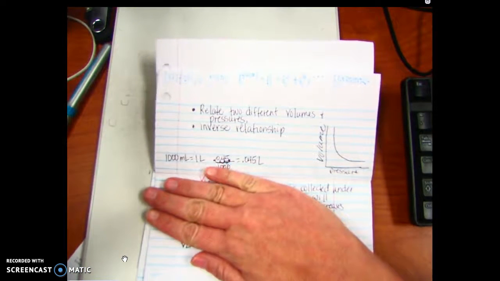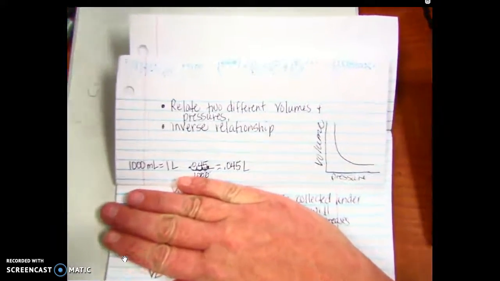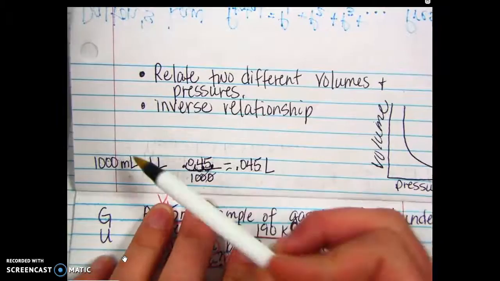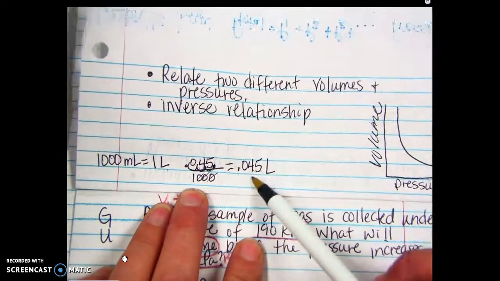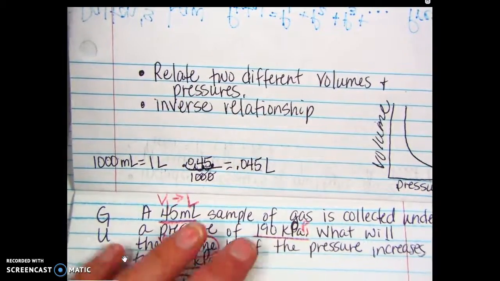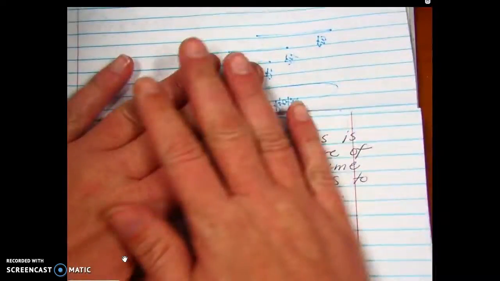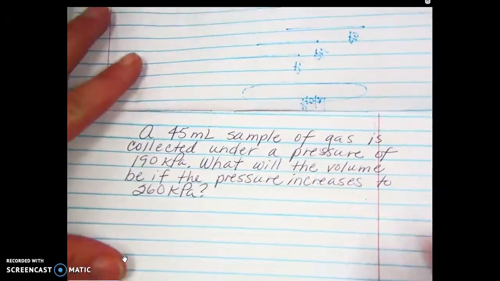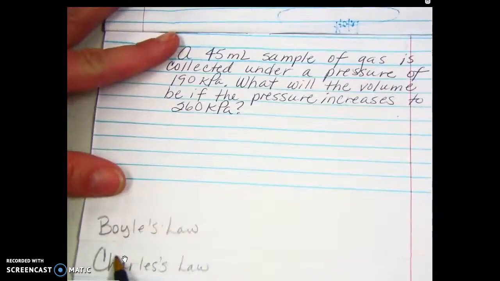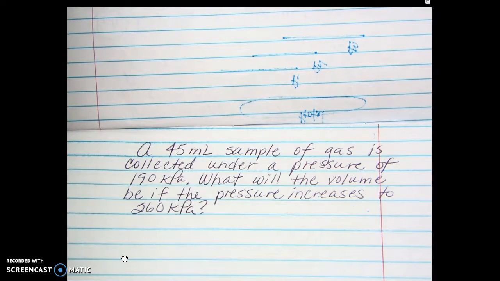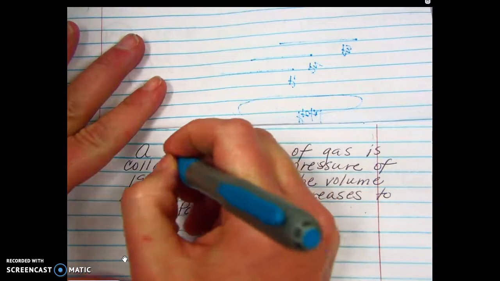Okay. Now the next thing I need us to learn how to do is move our decimal 3 places to change from milliliters, 45 milliliters, to liters. Okay, so that's something that's real important for us to do. So let's go over to our sample problem that you're going to work. So I have Boyle's law here. Okay, a 45 milliliter sample.